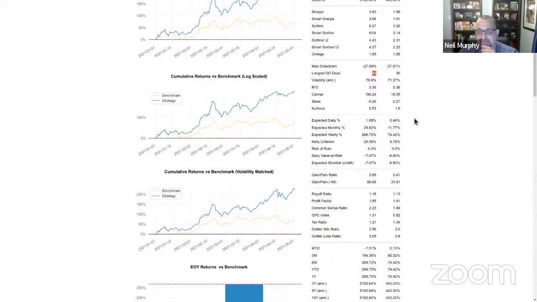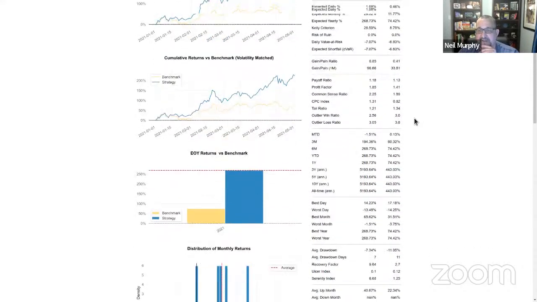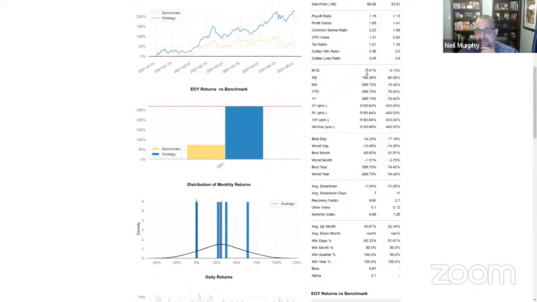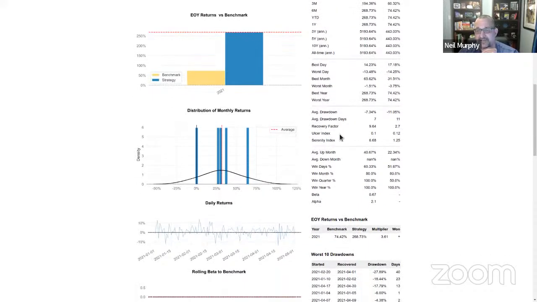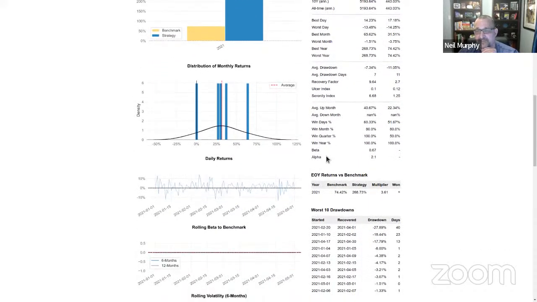It doesn't make sense. If you go down a little bit farther on the right-hand side, you can see periodic returns, best day, worst day, best month, worst month, your average drawdown. It's just insane the amount of stuff that you have here.